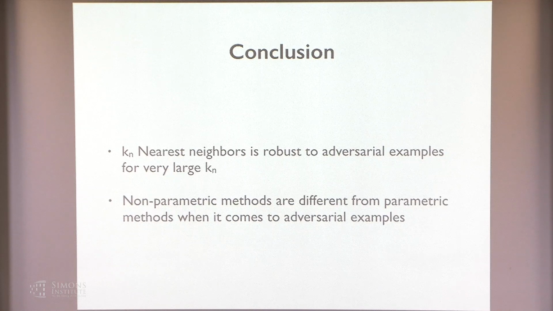So in conclusion, we can show that k nearest neighbors in general can be made robust to adversarial examples when your k is very large. You can have some modified nearest neighbors which is more robust, but the more interesting thing that we see here is that non-parametric methods are actually somewhat different from parametrics when it comes to adversarial examples. And I think the real question for theoreticians is, what's going on.